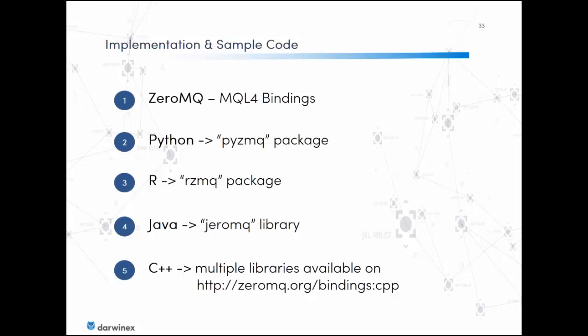In Python, you'll need the PyZMQ package. In R, you'll need the RZMQ package. If you're implementing in Java, then the ZeroMQ library. And if you're implementing in C++, there is more than one library for that. Multiple libraries are available on the zeromq.org bindings page for CPP. If you visit this link at the bottom, zeromq.org/bindings:CPP, that will show you a fairly lengthy list of C++ supported ZeroMQ bindings.